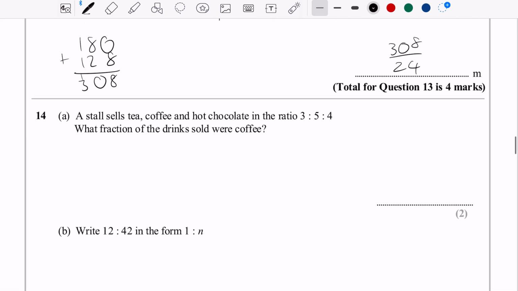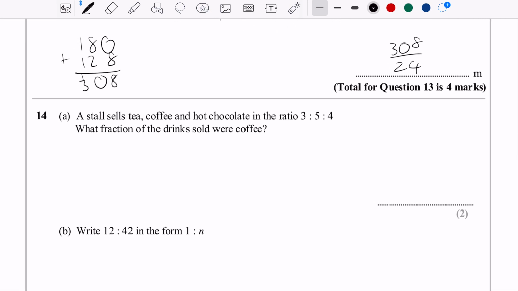A store sells tea, coffee and hot chocolate in the ratio 3 to 5 to 4. What fraction, so look for a fraction, of the drinks were coffee? So the coffee amount is the middle number, so that's 5 over. And then we need to add them all up to get the total. So 5 plus 3 is 8, plus 4 is 12, 5 over 12.